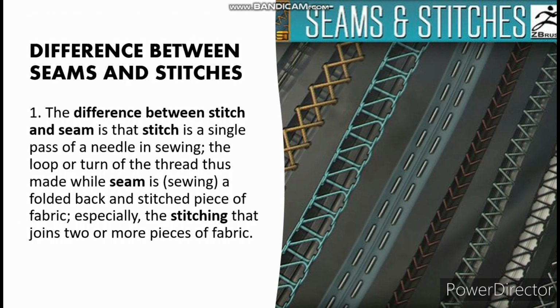Now, the loop or the turn of the thread is what is made, while a seam is sewing a folded back and stitched piece of fabric, especially the stitches that join two or more pieces of fabric. So for the seam, you can join three materials together, you can join two materials together for you to make the stitch.